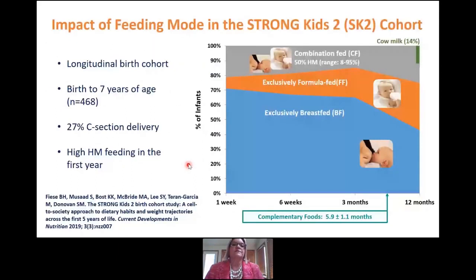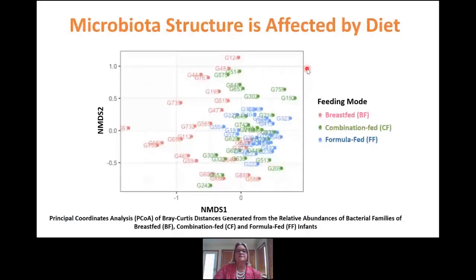I'm just going to quickly show you some data from my laboratory, because we know that many infants are what we call combination fed. They're not exclusively breastfed, or they're not exclusively formula fed. And so this is a longitudinal cohort that we're following. I'm going to focus on the difference between these. So we have these combination fed infants who on average were getting about half human milk with a broad range from 8 to 95%. And this shows an overall principal coordinates analysis of the infants.